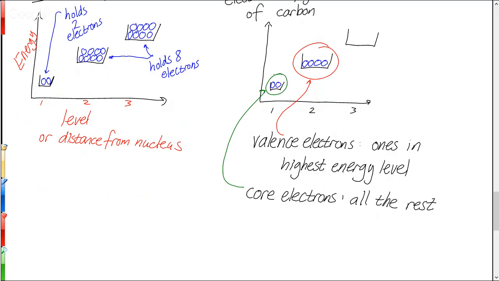And the core electrons are so tightly held by the nucleus that they don't really participate in chemistry. They don't make bonds. They don't get lost. They don't really do anything. They're just kind of part of the atom. They're just really stuck there. So we don't worry as much about them.